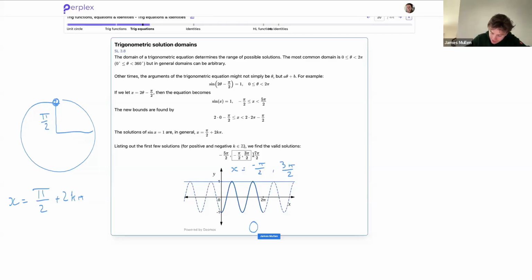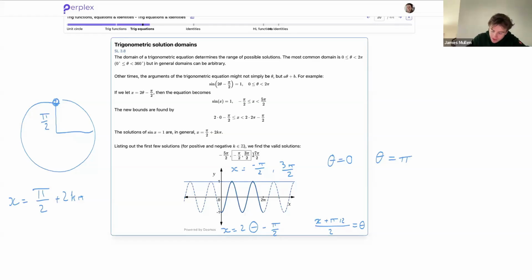And now I have to turn those back into solutions for theta, right? And I said x is equal to 2 theta minus pi over 2, which means that x plus pi over 2 is equal to theta. All right? And that means that the valid solutions are going to be, if I do that plus pi over 2, I get 0. So I get theta is equal to 0. Or if I do 3 pi over 2 plus pi over 2, I get 2 pi. I divide that by 2, I get pi. So theta is equal to 0 or pi. Those would be my final answers to this question.